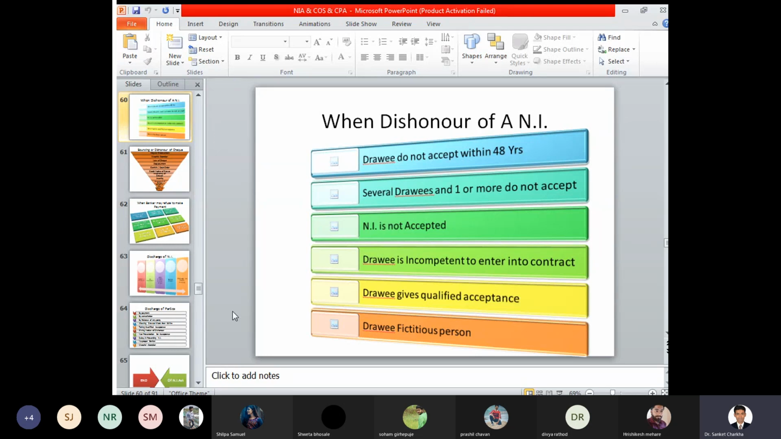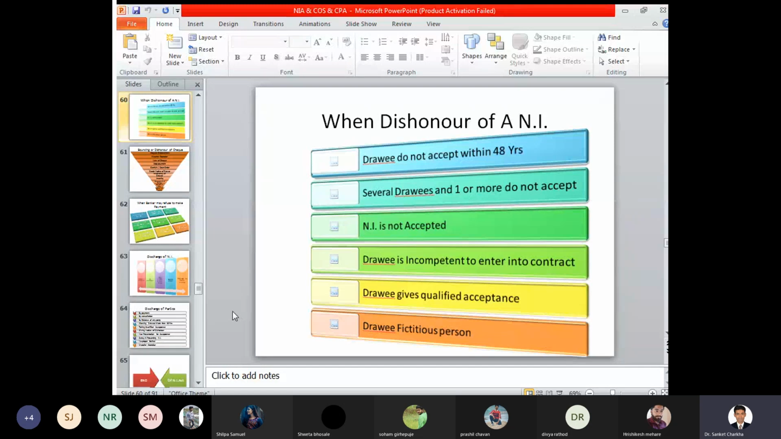First thing, the drawee does not accept within 48 hours. Who is the drawee? The drawee is the particular person who is accepting the negotiable instrument. The person who is preparing the negotiable instrument is called a drawer, and the one who is receiving the particular money is called a drawee. So if the drawee does not accept the negotiable instrument within 48 hours, then the negotiable instrument can be dishonored.